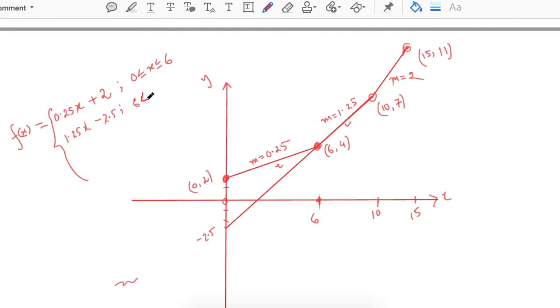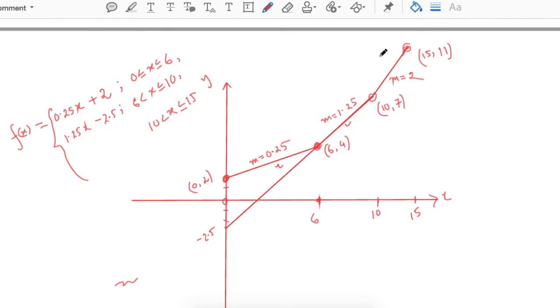So, 6 is not included in this interval. So 6 to 10 is the second interval. Now the third line starts at 10 and ends at 15. So the range, let me write the range first. It will start at 10 and end at 15.